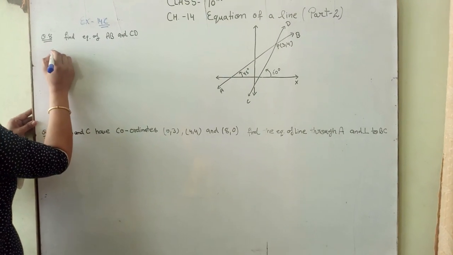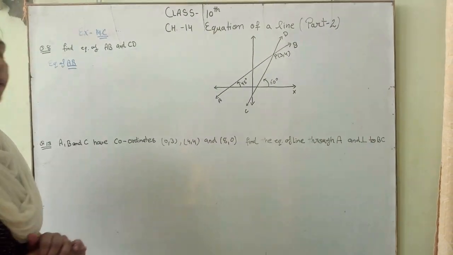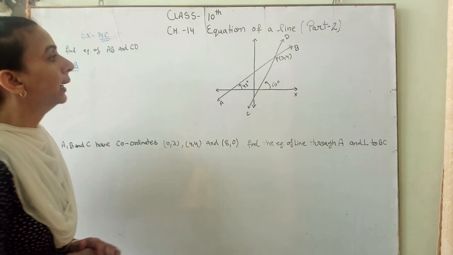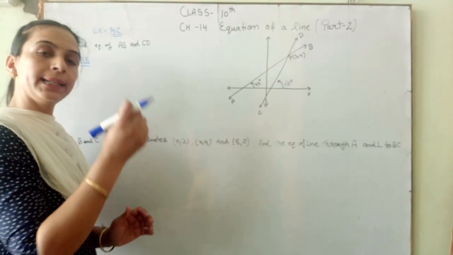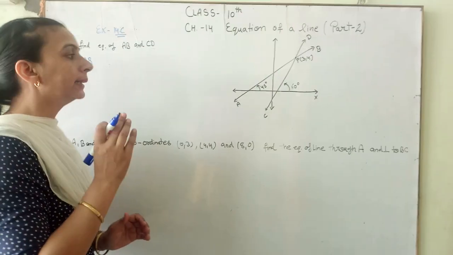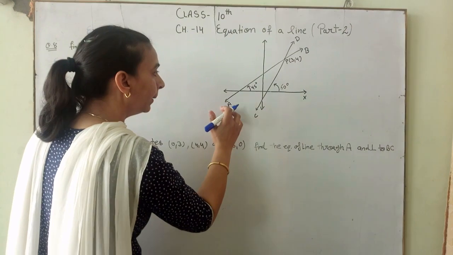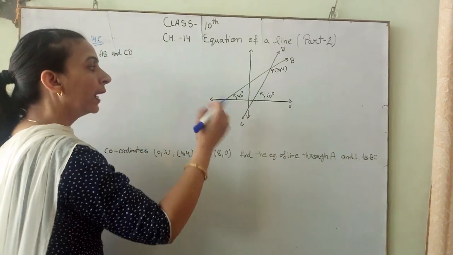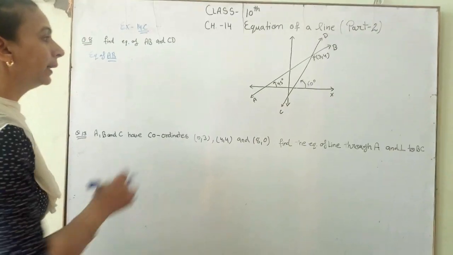Students, first we find the equation of AB. We have three methods for finding the equation of a line, and we use any one of them. The first method is the slope intercept form, when slope and intercept are given. The second is the point slope form, when a point and slope are given, and the third is when two points are given. Now the equation of line AB: line AB makes an angle of 45 degrees with the x-axis and passes through point P. If there is an angle of 45, then we find the slope from the 45 degree angle.